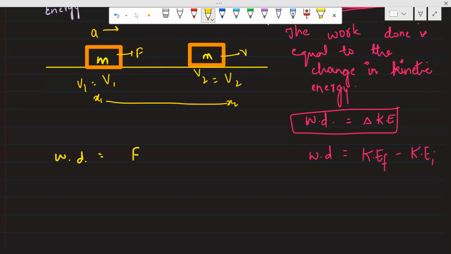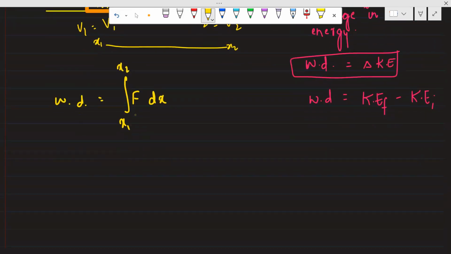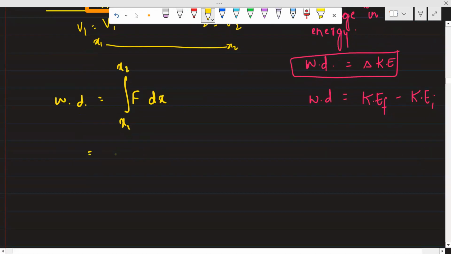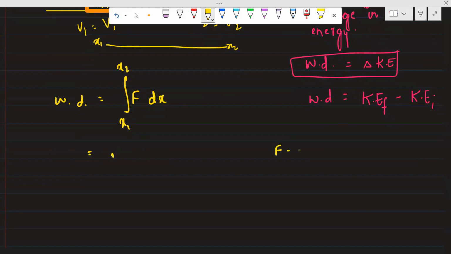No, actually, see what is happening. Because velocity is changing, the value of acceleration is also changing. Initial velocity is different, final velocity is different, so velocity will be changing, and moreover, your displacement is also not fixed. So we'll take the integral of f dx from x1 to x2. Now see, f is equal to ma, so I can write this as integral of ma dx, from x1 to x2.